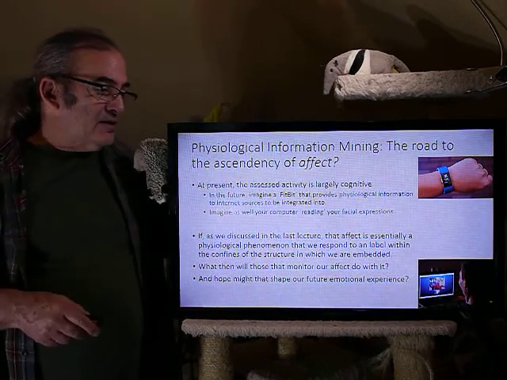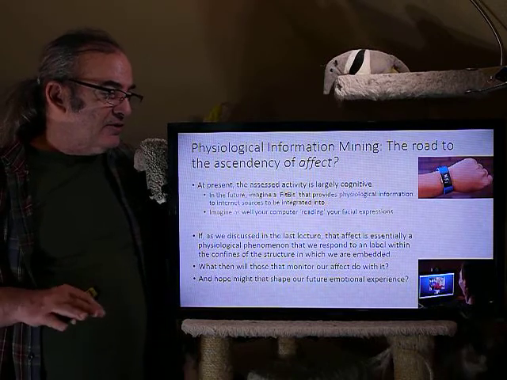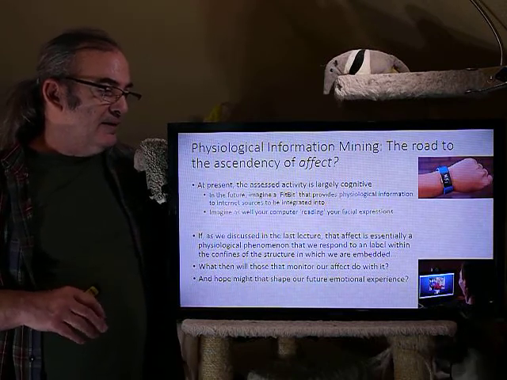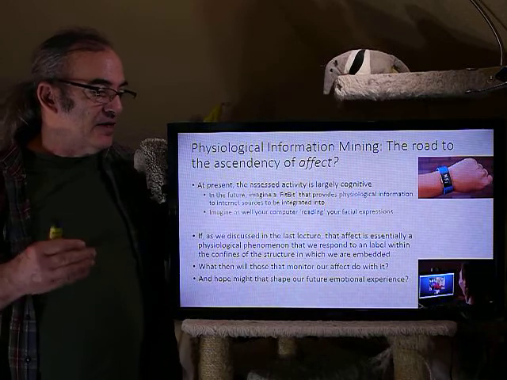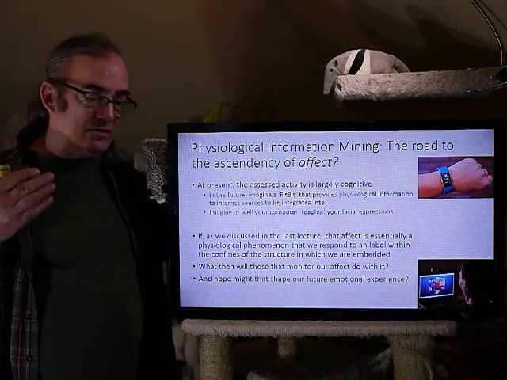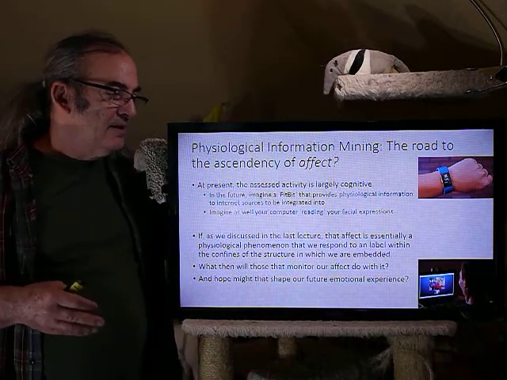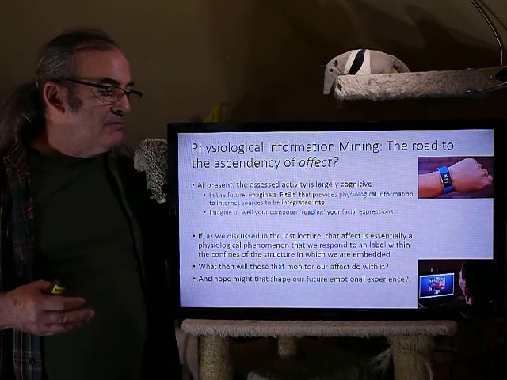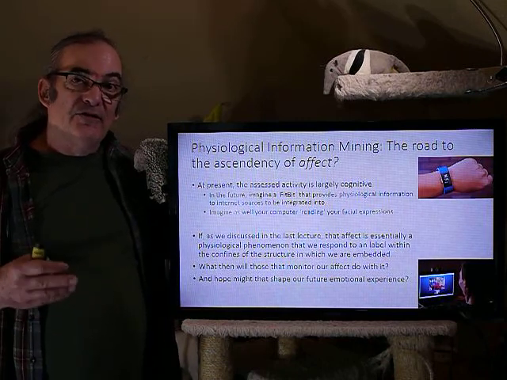If, as we discussed in the last lecture, affect is essentially a physiological phenomenon that we respond to with a label within the confines of the structures in which we're embedded, and that's the structuralist argument, right? Then what are those that monitor our affect going to do with it?